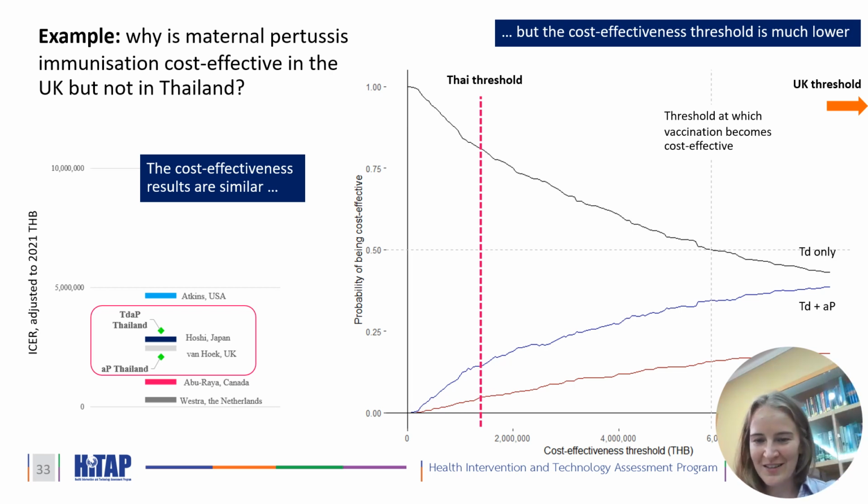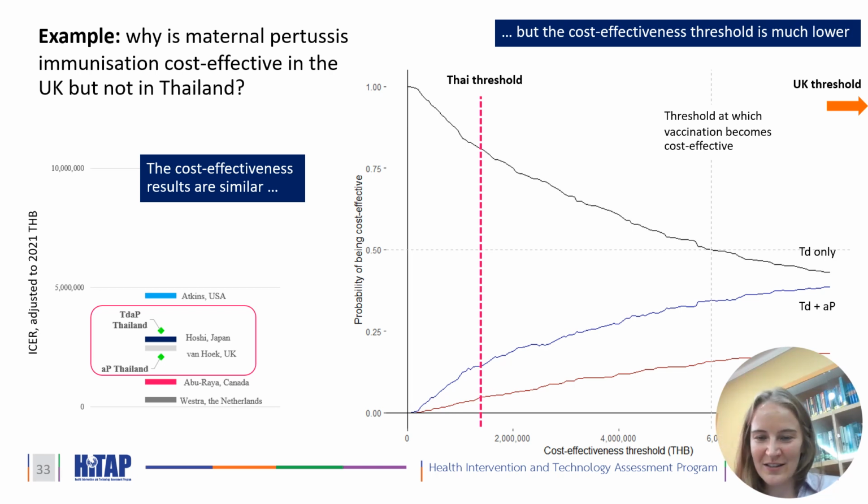So you'll see that the pink dashed line is the Thai threshold. At the Thai threshold, that black line, it's about 80% likely that not introducing maternal pertussis immunisation is the most cost-effective option. But I've just put an arrow, the orange arrow here, pointing off the page. The threshold in the UK, if you again convert it to Thai baht and not British pounds, is off the graph. And so you can see that by the time you get to the UK threshold, that black line that's saying TD only actually drops below 50%.